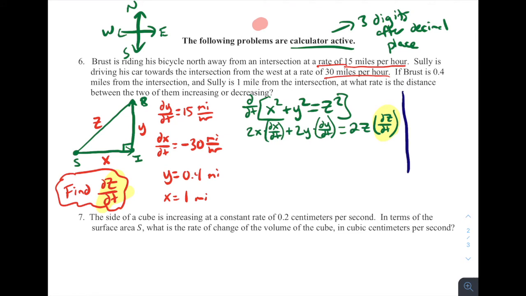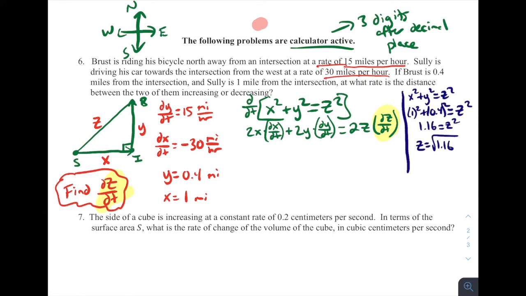Using the Pythagorean theorem, x squared plus y squared is equal to z squared, we can see that 1 squared plus 0.4 squared is equal to z squared. That's going to be 1.16 on the left side, equal to z squared. So if we take the square root, z is equal to the square root of 1.16. I'm going to leave that there. So that's z.